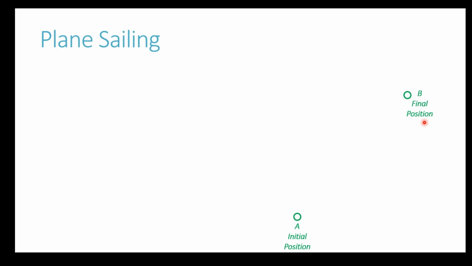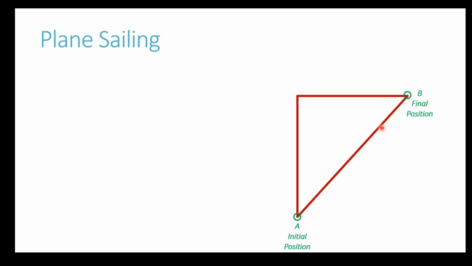So how do we do that? We basically involve these two positions in making a right-angled triangle. How do we make the triangle? Let's see. You can see a right-angled triangle being made. Our initial position and final position are the two vertices of this right-angled triangle.